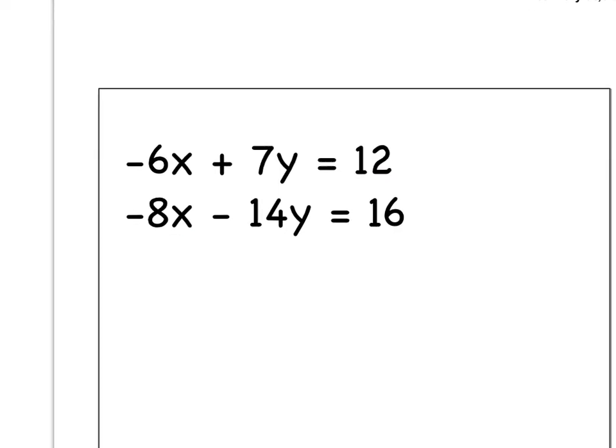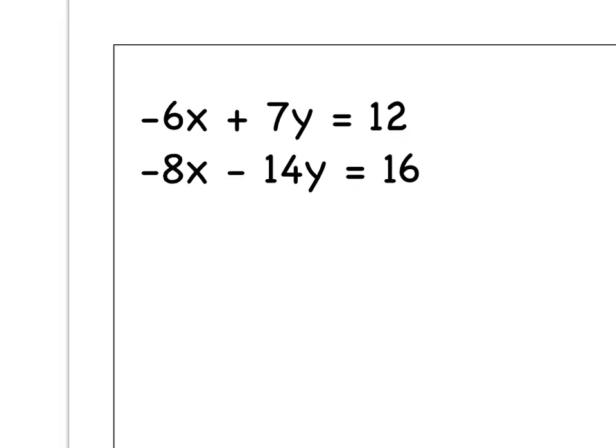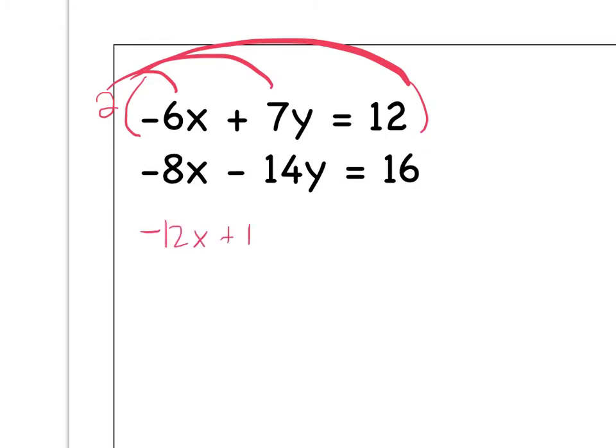Now this next one doesn't have opposites, but we could create opposites. I see 7 and 14. There's something we could multiply 7 by to get to that 14. So what I'm going to do is multiply 2 by all the terms on the top, which would give me negative 12x plus 14y equaling 24.